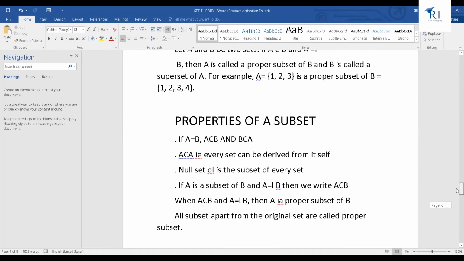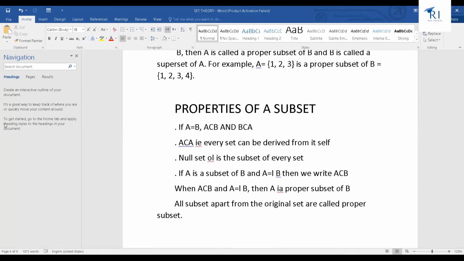Now, properties of a subset. We're going to write the properties of a subset. If A equals B, then A is a subset of B, and B is a subset of A. This C is how we write a subset. It's C, right?